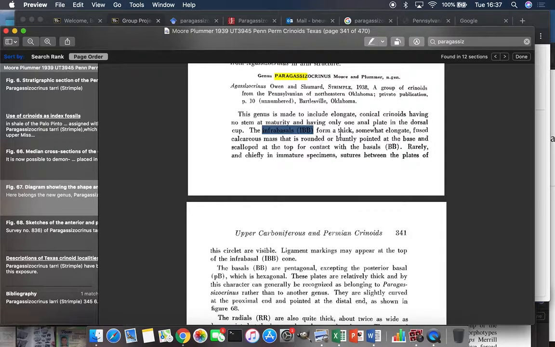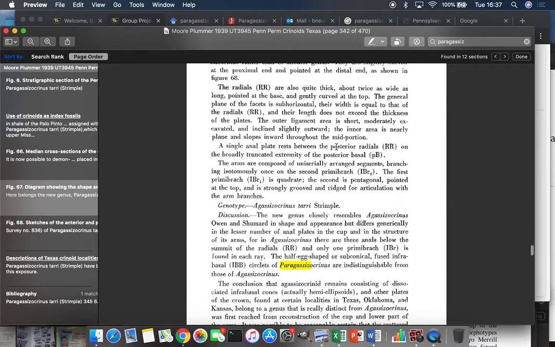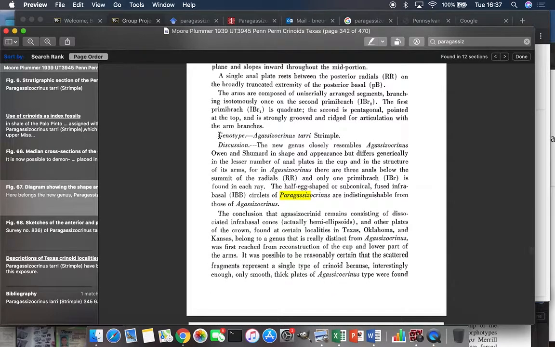But all these facts are going to be different depending on exactly what you're looking at, so I'm not going to get into all the details here. So another thing to look for in the genus description is going to be the genotype. And so the genotype tells you which individual species, individual sample even, is going to be the one that this genus is based on. And this genus happens to be based on Agaseocrinus strimple, which is the one that has now been moved to Paragaseocrinus terrai strimple.